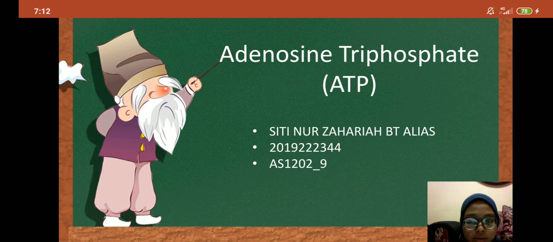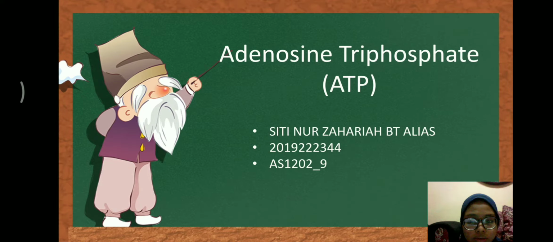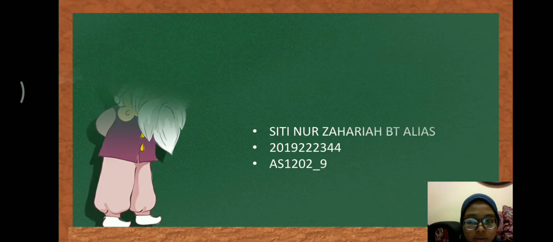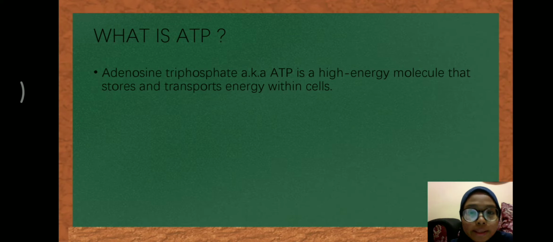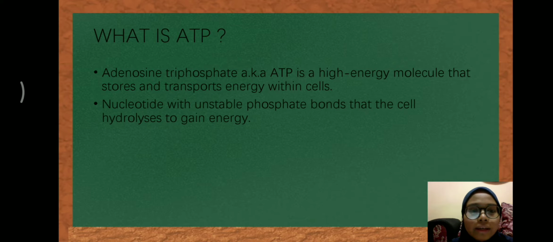Today I would like to present about Adenosine Triphosphate or ATP. So, what is ATP? ATP is a high energy molecule that stores and transports energy within cells. Usually, ATP is produced in the mitochondria in a cell.